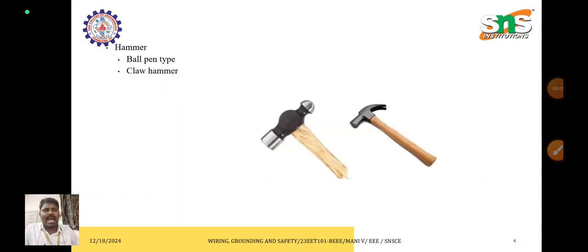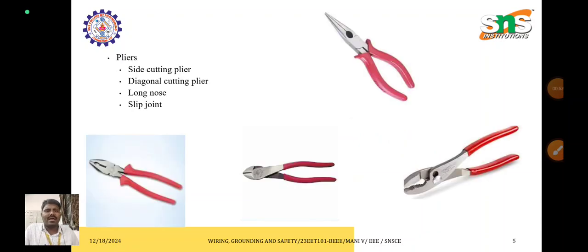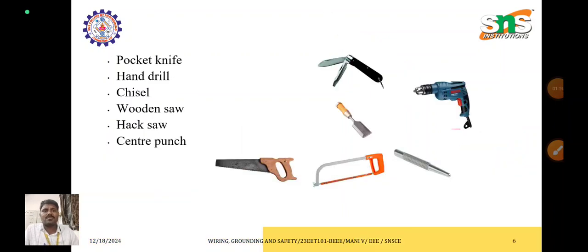And there are hammers. Two types of hammers are needed for wiring applications: one is the ball pen type hammer and another one is the claw hammer. These hammers are usually used for house wiring, as well as pliers. The pliers are the side cutting plier, diagonal cutting plier, long nose plier and slip joint pliers. So these are the various types of pliers which are used for house wiring.